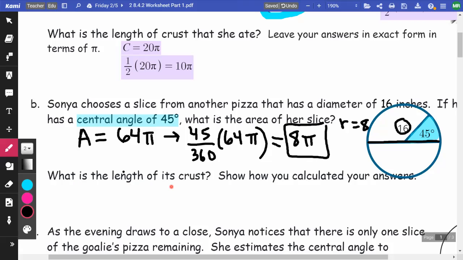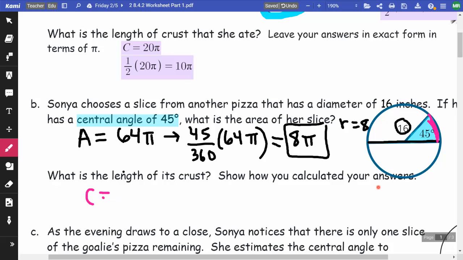Then it says, what is the length of its crust? Show how you calculate your answer. So now, again, if we're talking about the crust, we're talking about this right here, that much. And so I'm going to be dealing with circumference. And circumference is pi times diameter, or 2 pi r, but I'm going to use my diameter 16. So 16 pi here, hold on, let me write that better.